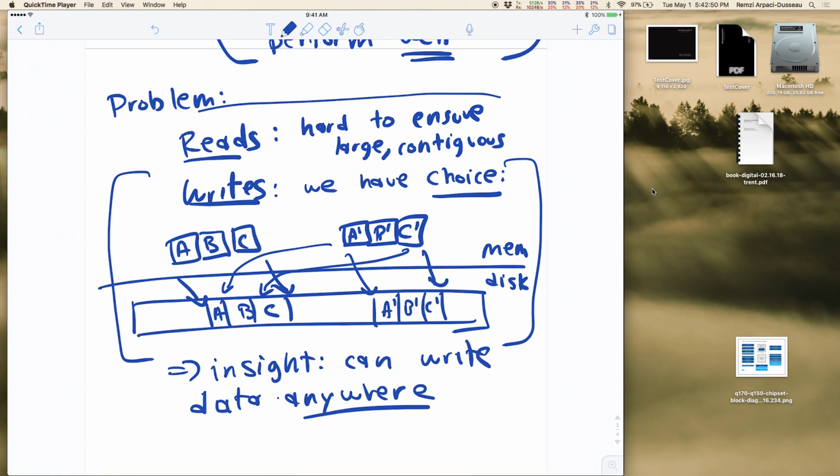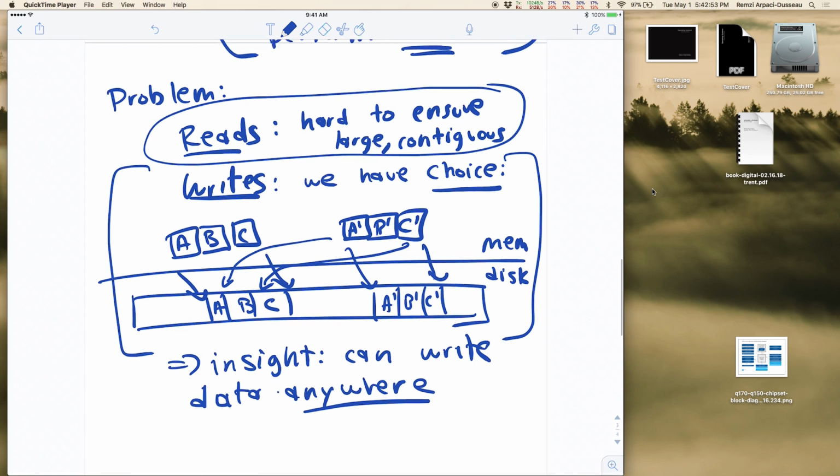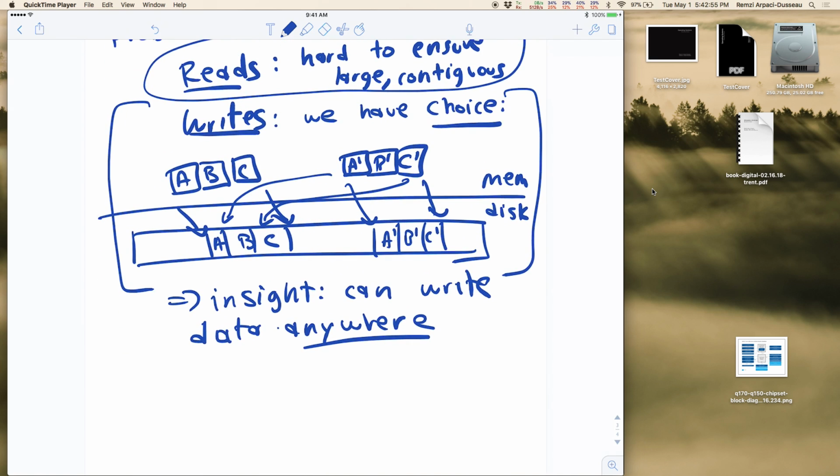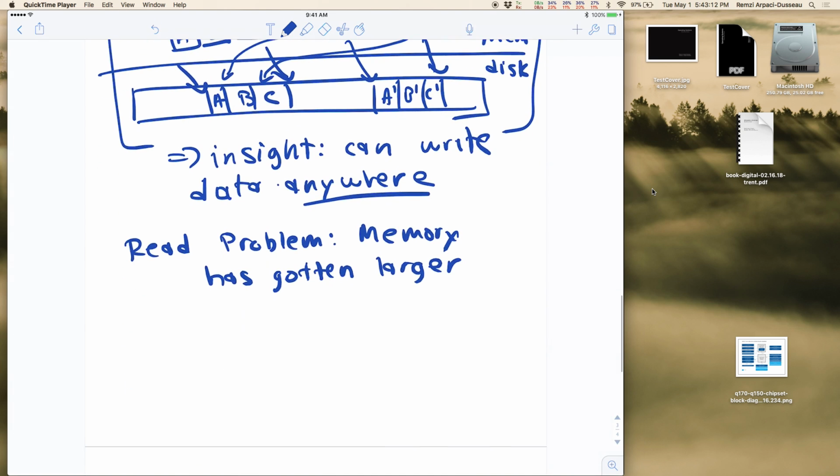The way we're going to deal with the read problem, to the extent that we can, and this was argued even in the original LFS paper, which came out in 1991, is by realizing that memory has gotten larger over time. At the time that the LFS idea was created, let's say early 1990, it was the same technology, but main memory on a desktop, like on a powerful workstation, was much smaller.